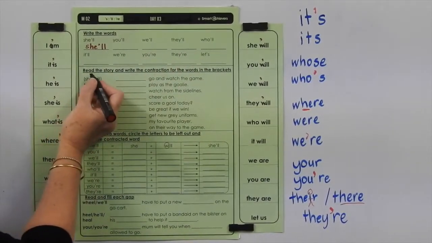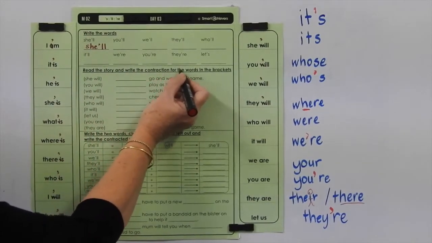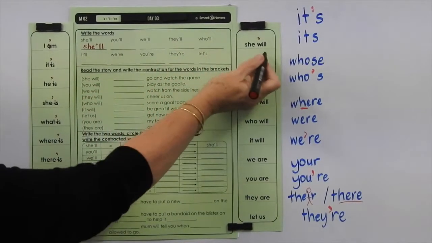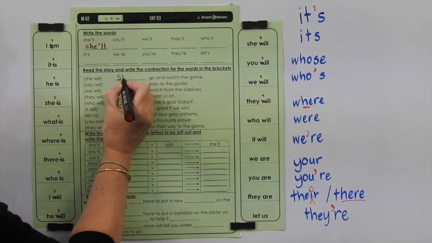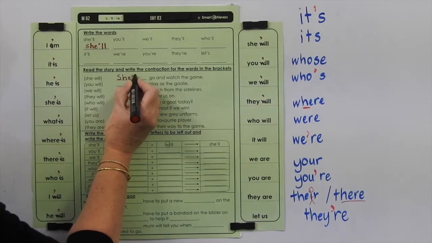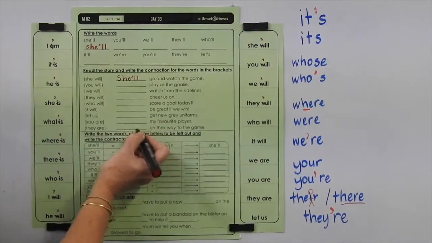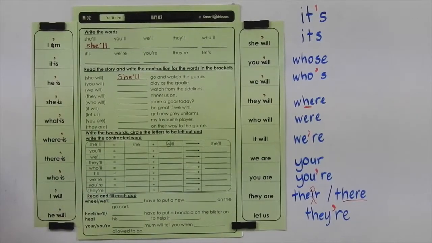Now down here we've got the same as day 2. We've got read the story and write the contraction for the words in the brackets. So the contraction for she will is she'll. So you'd have to put a capital letter there. She'll go and watch the game. You can work out the rest of those, but remember, if it's the start of a sentence, you must be giving them a capital letter.